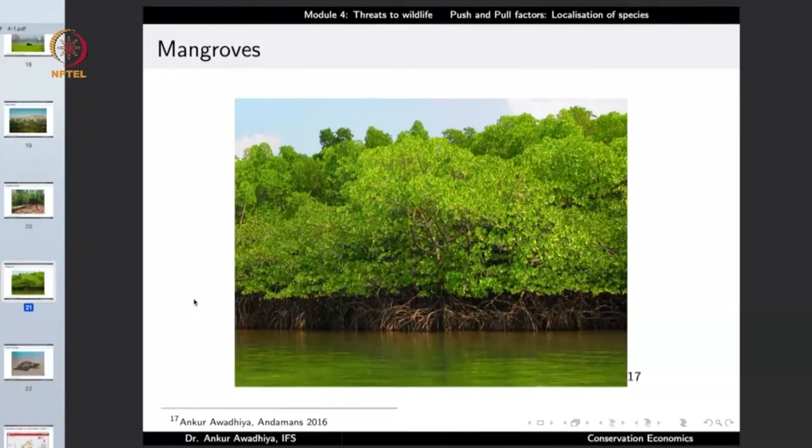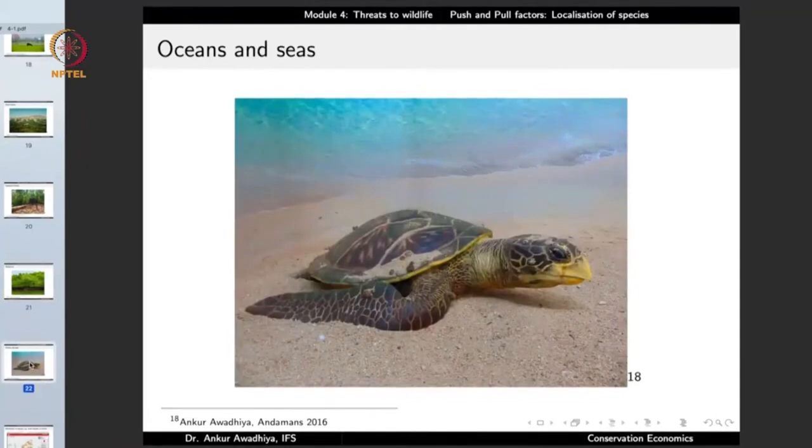And they also support a very large biodiversity because these roots can be used as a shelter, and a number of fishes lay their eggs in the protection of these roots. So mangroves support a huge amount of biodiversity. Yet another habitat that we have in our country is oceans and seas, which also have certain specialized organisms. So our country is blessed with a wide variety of habitats.